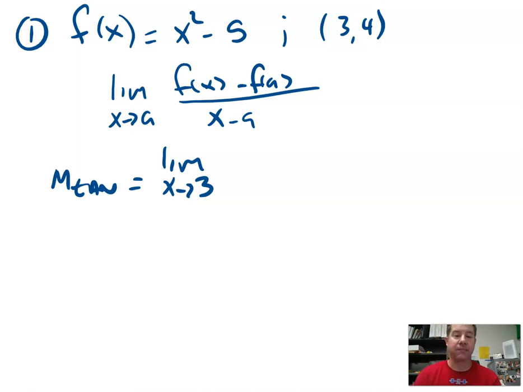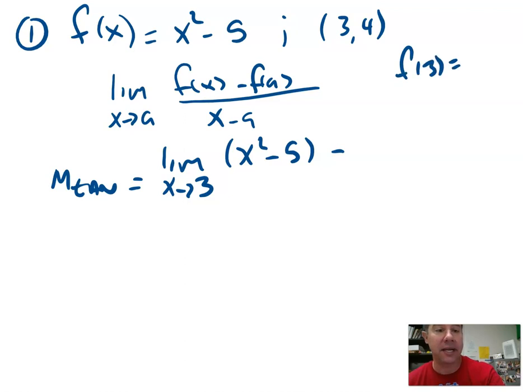Of f of x, well, f of x is x squared minus 5, minus f of a. F of a is, I'm going to plug the 3 in. Again, a is that point of tangency. So 3 squared minus 9. F of 3 is 9 minus 5, so f of 3 is 4. Oh, duh. That's part of the point, right? So minus 4. I guess I didn't have to go figure that out. All over x minus 3.